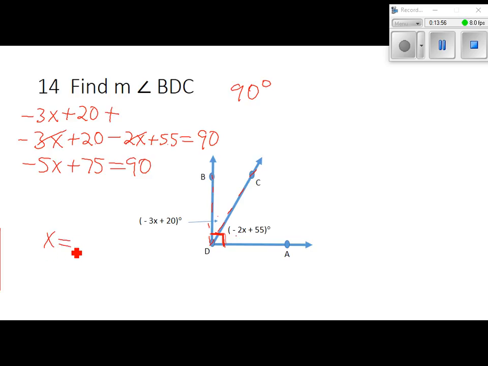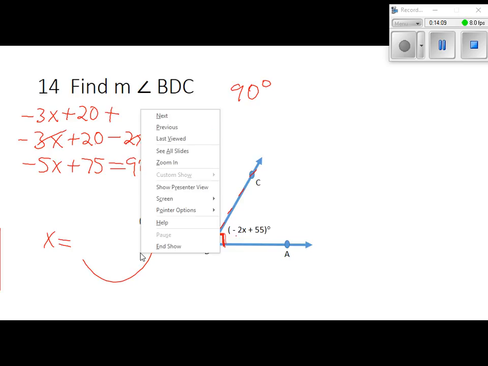Once you know what x equals, then we're trying to find this angle right here. So you're just going to take that x and plug it right back in place of x, and that's going to give you the measure of angle BDC.